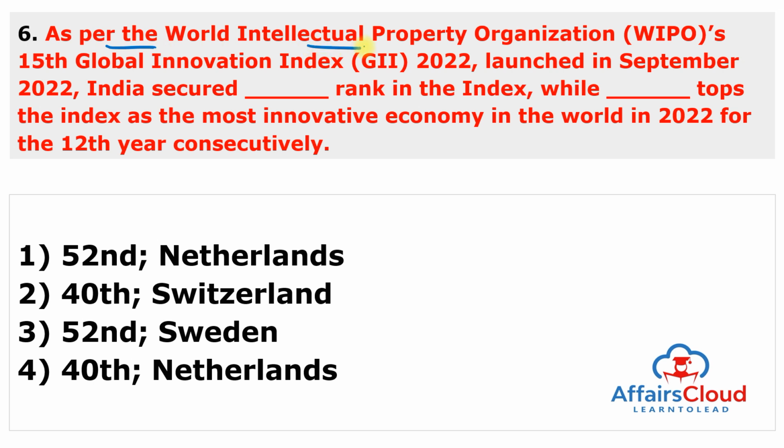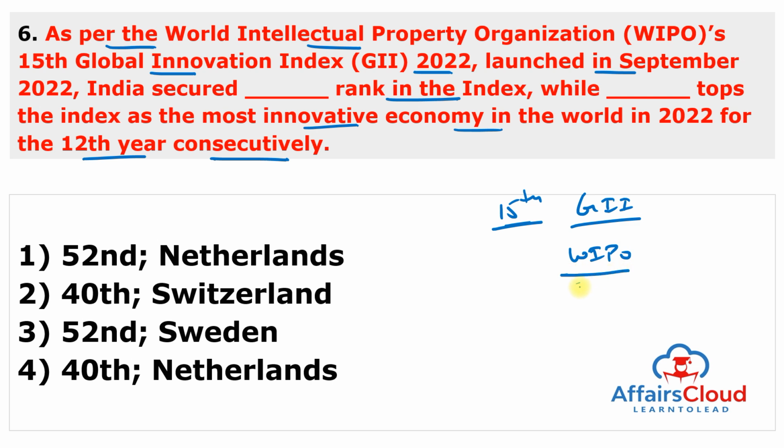As per the World Intellectual Property Organization's 15th Global Innovation Index 2022, which was launched in the month of September 2022, India secured Dash rank in the index, while Dash country tops the index as the most innovative economy in the world in 2022 for the 12th year consecutively. Two things are very important under this question. One is the number. This is the 15th Global Innovation Index and it is released by organization which is known as World Intellectual Property Organization.